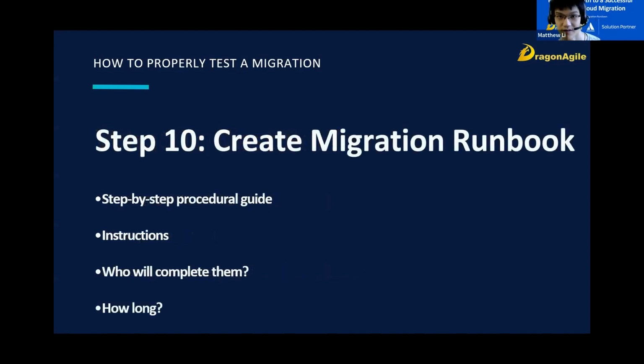So step 10 is to create your migration runbook. Now that you have more of an idea of what the migration will look like, you should create a migration runbook. This is a step-by-step procedural guide on what needs to be done for the migration. And this will ensure that the production migration runs smoothly and according to plan. It should include instructions for each step, who will complete those steps, and how long each one is expected to take.